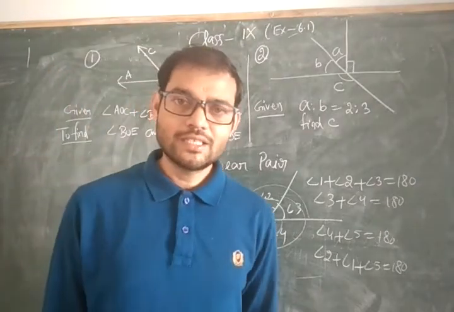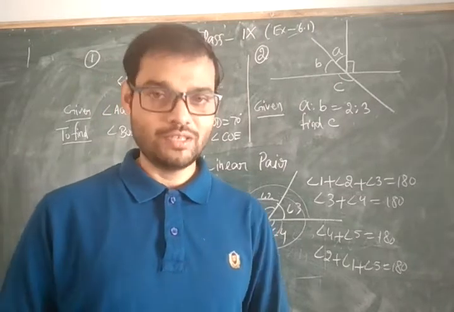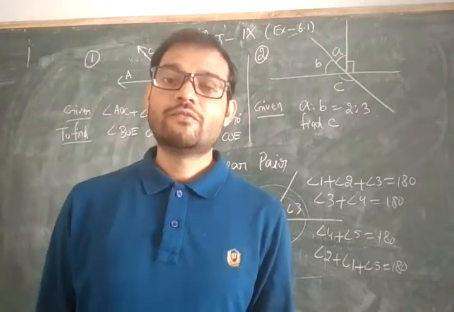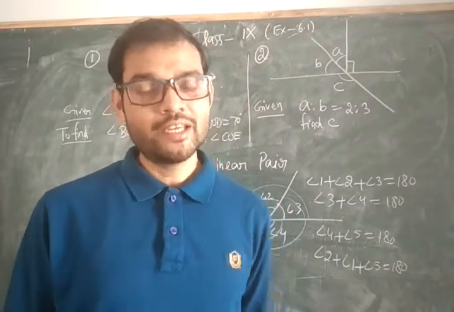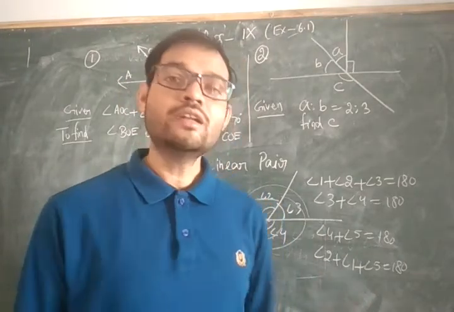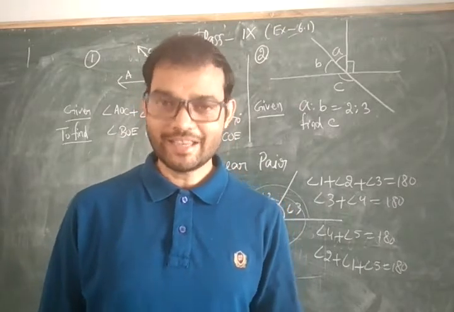It is not necessary that there will be 5 linear pairs, it can be more or less, it depends on the figures. But you have to see that when you add those angles, it should become a straight line. If it happens, then you can say yes, those are your linear pairs. Okay, now let's start our exercise.